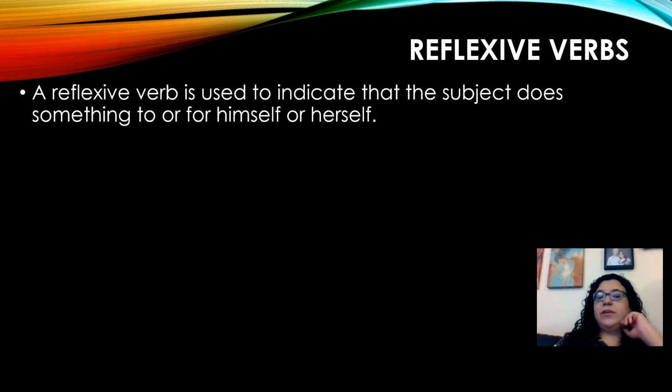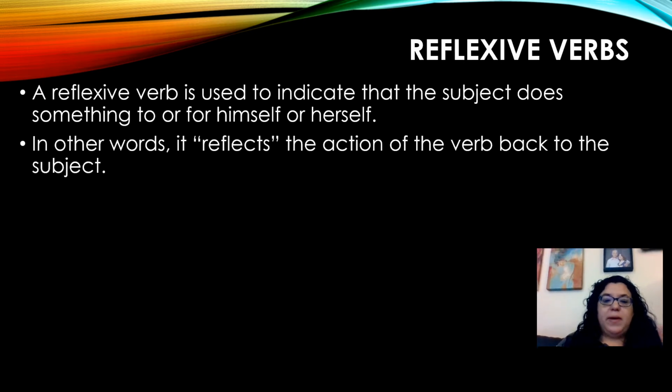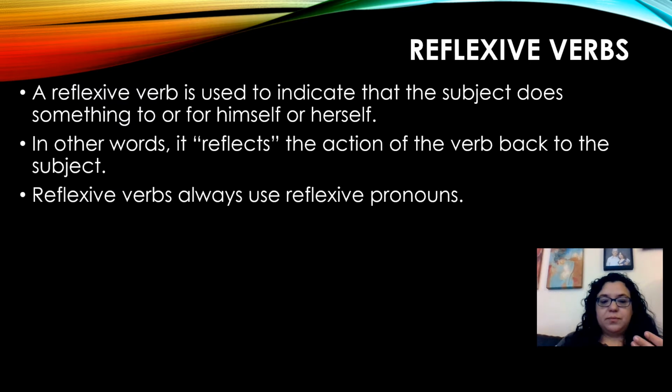Now, a reflexive verb is used to indicate that the subject does something to or for himself or herself. So what does this mean? It means that whoever is doing the action, and the action in itself, falls back into the person who's speaking, okay? It reflects back. So basically, it reflects the action of the verb back to the subject. And another important thing is that reflexive verbs always use reflexive pronouns.